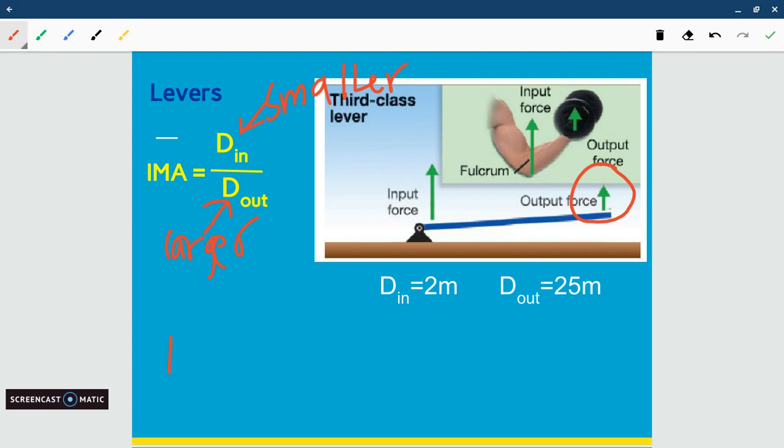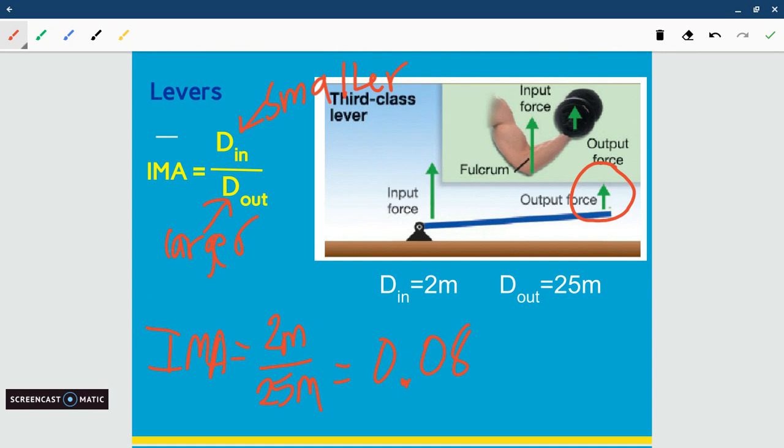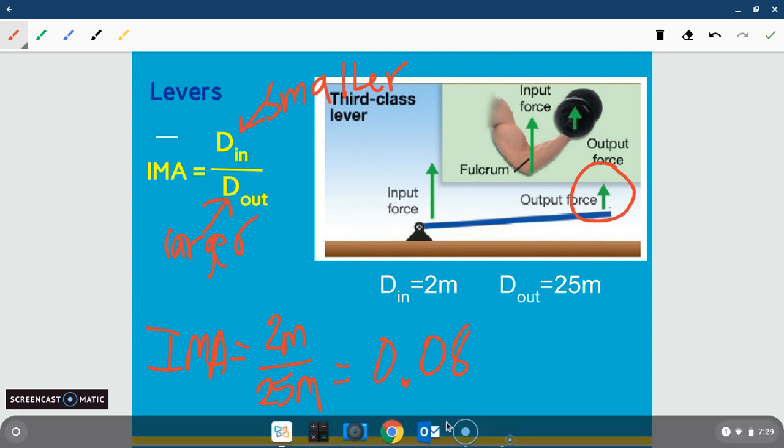So in this particular example, my IMA is D in over D out, so I would have 2 meters over 25 meters, essentially the opposite of the previous example, and I will get a mechanical advantage of 0.08. The usefulness of a third class lever is that it increases the distance, so that you use a smaller distance even though you have a greater force. And that is it for the mechanical advantage of levers.